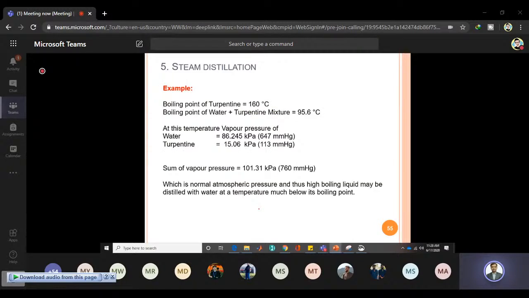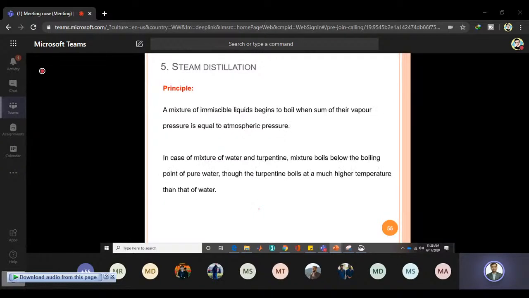Example: the boiling point of turpentine is 160 degrees C. Now, the boiling point of a water plus turpentine mixture is 95.6 degrees C. At this temperature, the vapor pressure of water is 86.2 kPa and of turpentine is 15 kPa. The sum of vapor pressures is almost 1 atm, which is normal atmospheric pressure, and thus a high boiling liquid may be distilled with water at a temperature much below its boiling temperature. Principle: a mixture of immiscible liquids begins to boil when the sum of their vapor pressures is equal to atmospheric pressure.